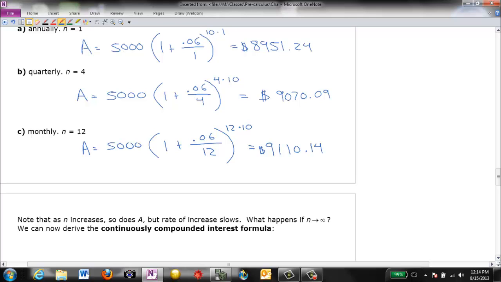Okay, so this is kind of what Bernoulli was studying, and he asked himself, well, what happens if I compound continuously? In other words, what happens if I compound an infinite number of times?